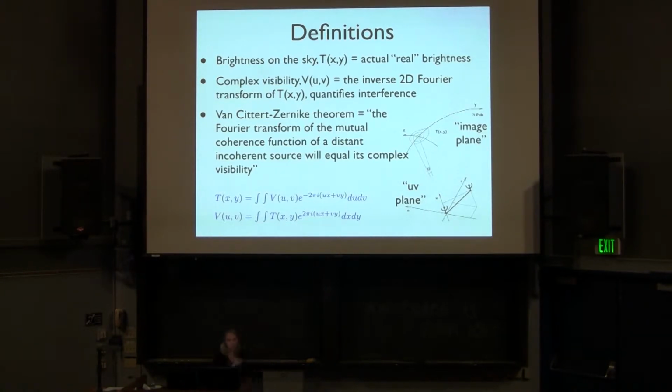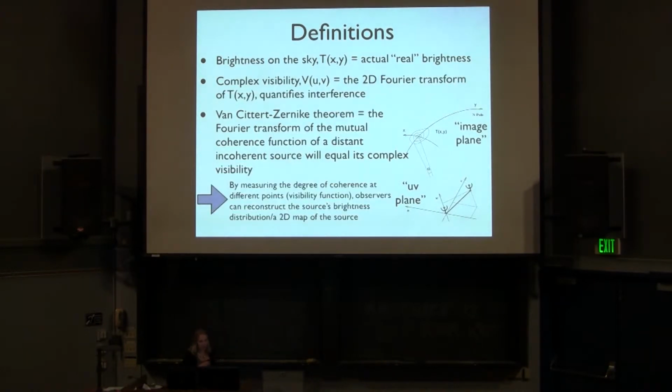Now, there's a classic theorem called the Van Cittert-Zernike theorem, which basically says that these two quantities, the brightness and the complex visibilities, are Fourier transforms of one another. I looked up the exact definition on Wikipedia, and Wikipedia says that this theorem says the Fourier transform of the mutual coherence function of a distant incoherent source will equal its complex visibility. So thanks, Wikipedia. If one of you who knows more about this could go and edit that page and make it slightly more transparent, that might be useful.